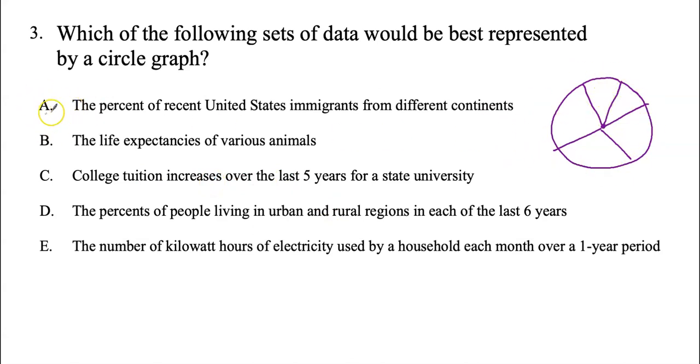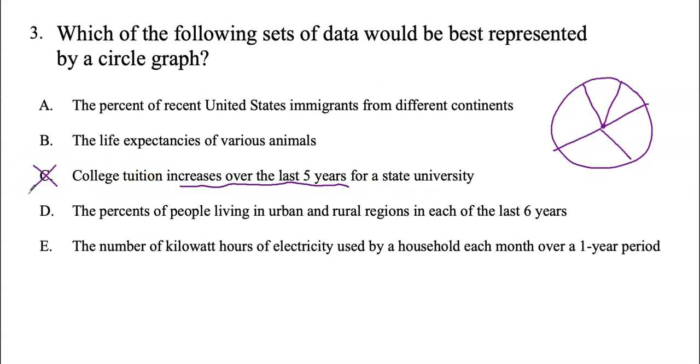So let's look at A. Is there anything about time in here? No, it says the percent of United States immigrants from different continents. What about B? No, the life expectancies of various animals. That doesn't mention time in it. But what about C? It says college tuition increases over the last 5 years for a state university. You would not want to use a circle graph to represent this data because it talks about measurements in time. So I'm going to get rid of this.